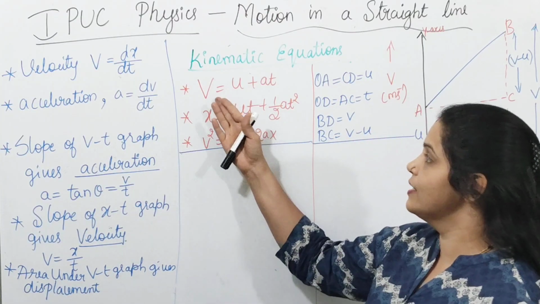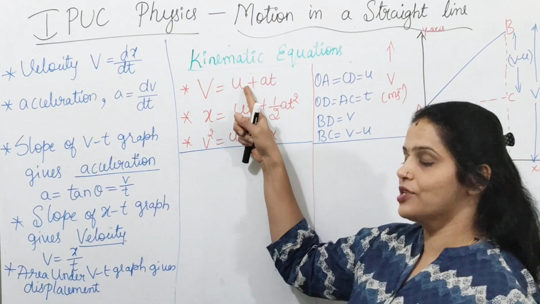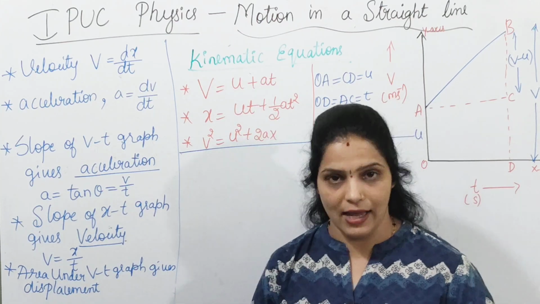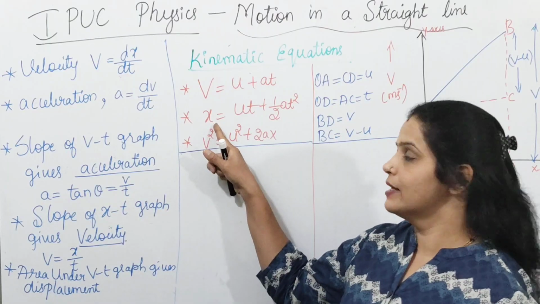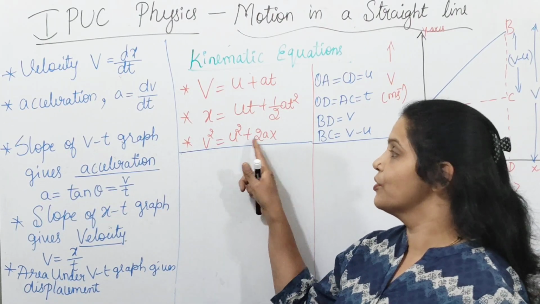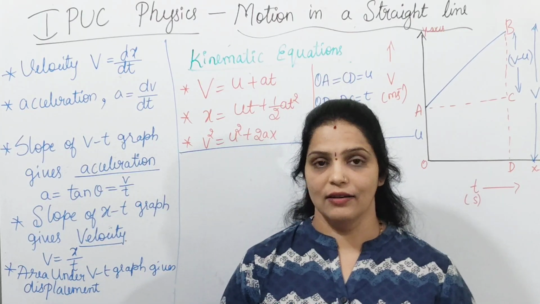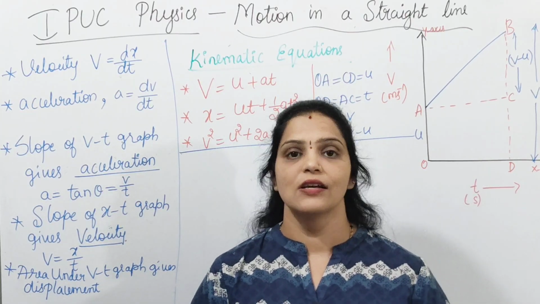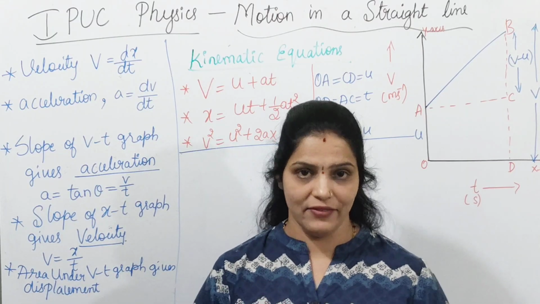One is v = u + at, where v is the final velocity, u is the initial velocity, a is the uniform acceleration, t is the time, and x is the displacement. The second is x = ut + ½at², and the third is v² = u² + 2ax. So now let us write the derivation of this. Arriving at these equations using the graphical method is called derivation.